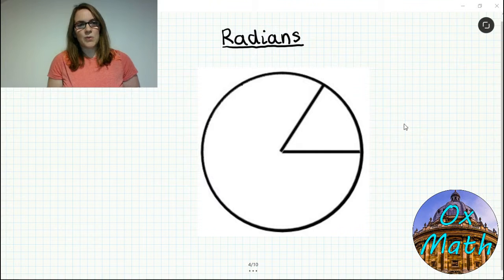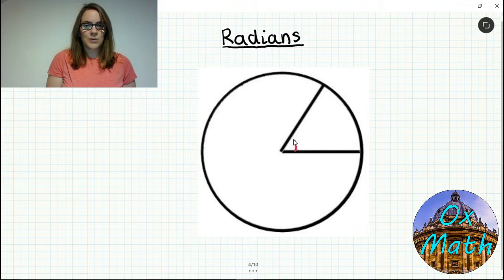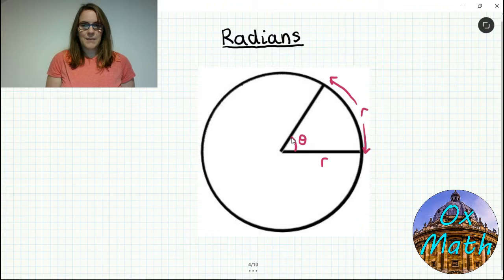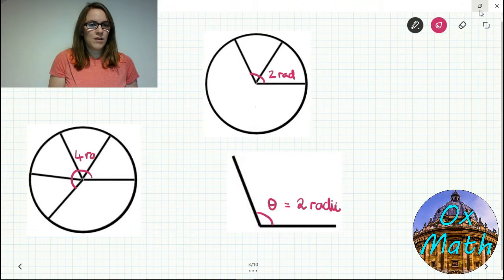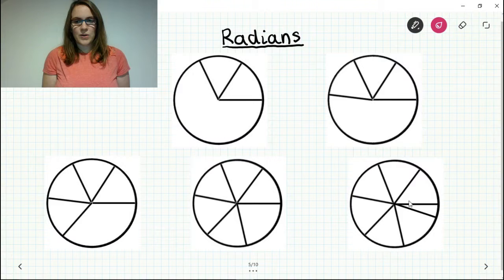So you might be wondering where I'm going with this and how it relates to radians. Well, a radian is just the angle that holds an arc length, or subtends an arc length, equal to the radius. So in this case here, the arc length is the same length as the radius, so that would be 1 radian. So going back to our previous example, that would be 2 radians. This angle here would be 4 radians.